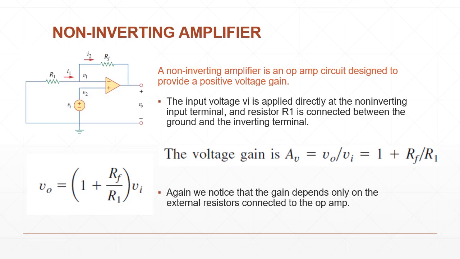A non-inverting amplifier is an op-amp circuit designed to provide a positive voltage gain. The input voltage Vi is applied directly at the non-inverting input terminal, and the resistor R1 is connected between the ground and inverting terminal. The voltage gain Av = V0/Vi = 1 + Rf/R1. Again, we notice that the gain depends only on the external resistors connected to the op-amp.